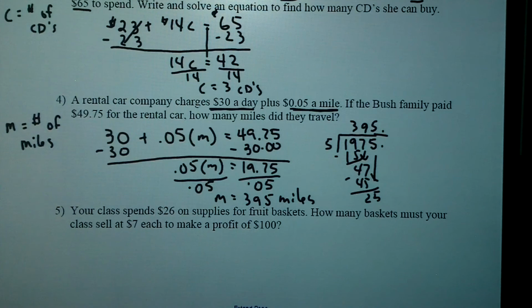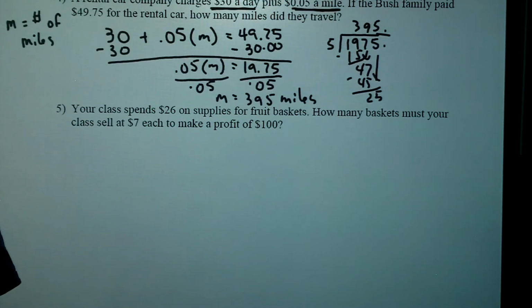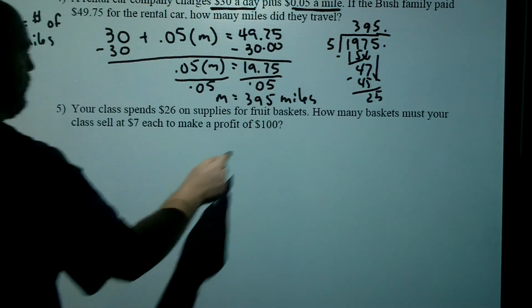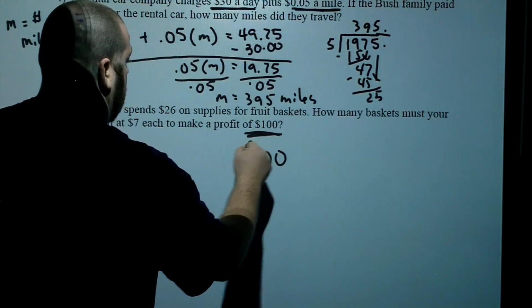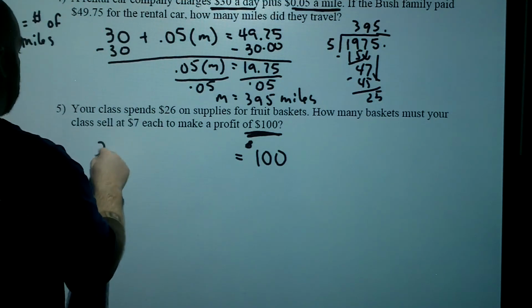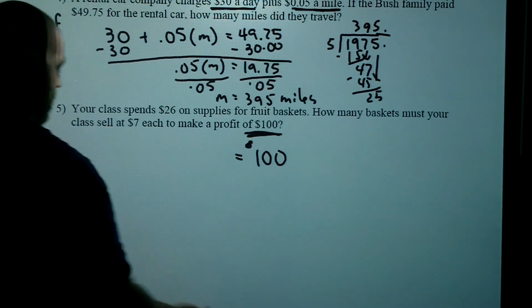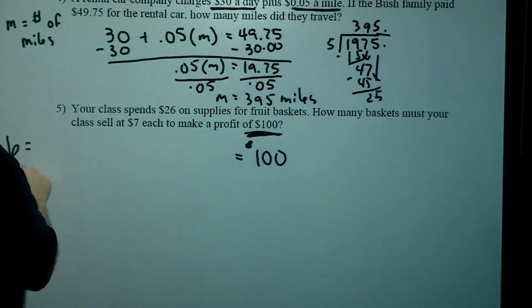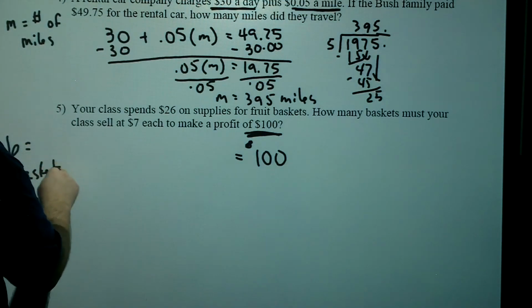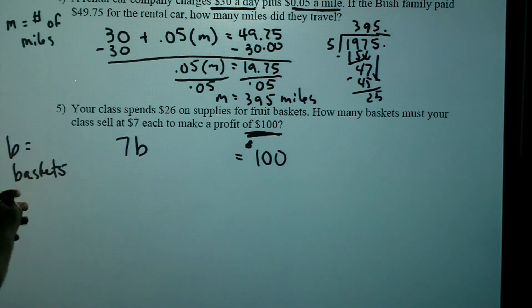Your class spends $26 on supplies for fruit baskets. How many baskets must your class sell at $7 each to make a profit of $100? So 100 is what I'm trying for. That's the end result, $100. We spent 26. So $26. So $7 for each basket. B is the baskets. So $7 times each basket.